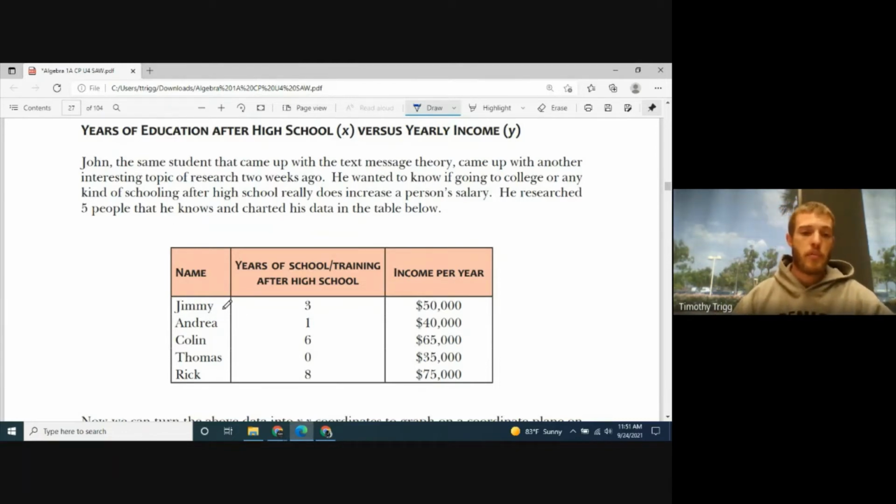So, for example, the first person he asked, Jimmy, he had 3 years of schooling after high school, and here's how much money he makes. And you can see the rest of the data there.